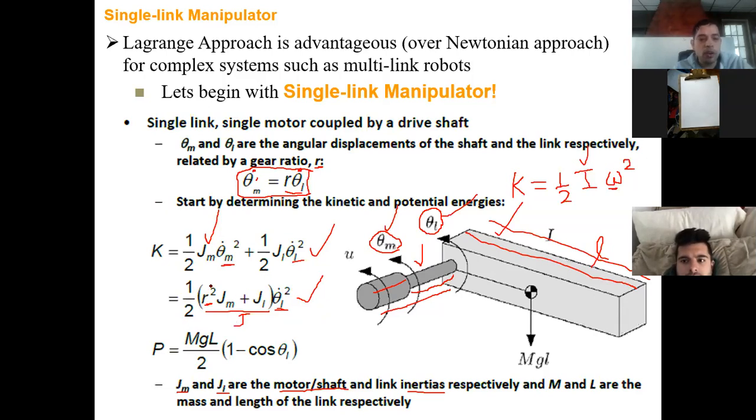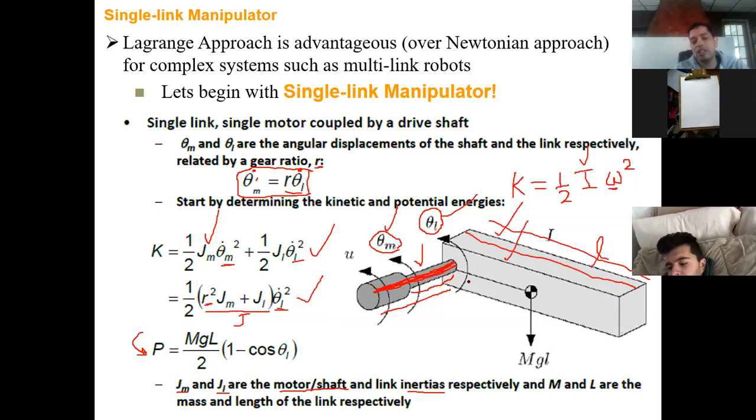Now, before that, let's do the potential energy. What is the potential energy of the system? Let's talk about the potential energy of this motor and shaft. This is not moving, right? This is just lying on the floor. The only thing that moves is this guy here.